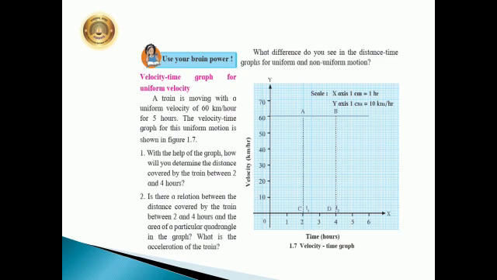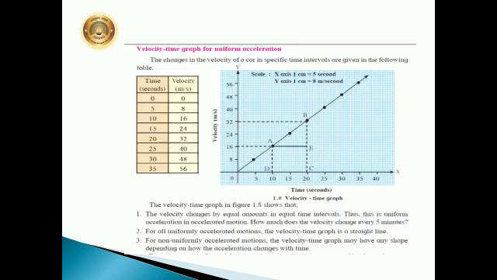The second one, is there a relation between the distance covered by the train between 2 hours and 4 hours and the area of a particular quadrangle in the graph? What is the acceleration of the train? Now you will try to solve this activity and I will tell you the answer in my next video.